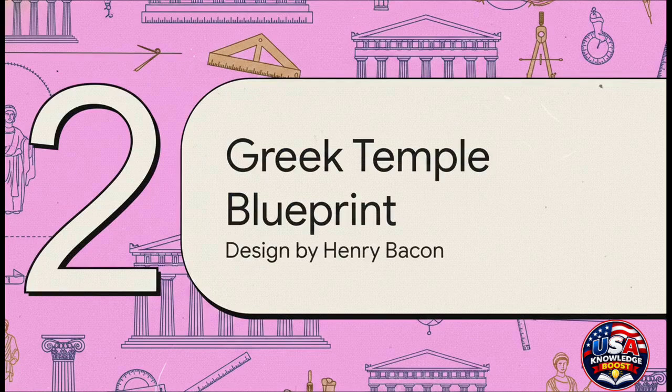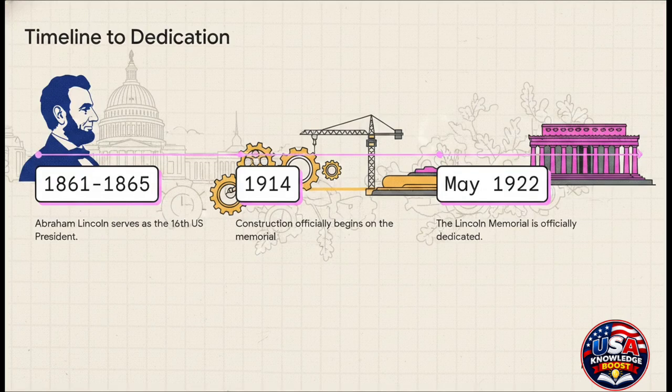Moving right along to Chapter 2, the blueprint of a Greek temple. Look at this timeline for a second. There is a huge gap between the end of Lincoln's presidency in 1865, the start of construction in 1914, and the official dedication in 1922. We are talking almost 6 decades to get this thing open to the public. So why did it take 57 years?